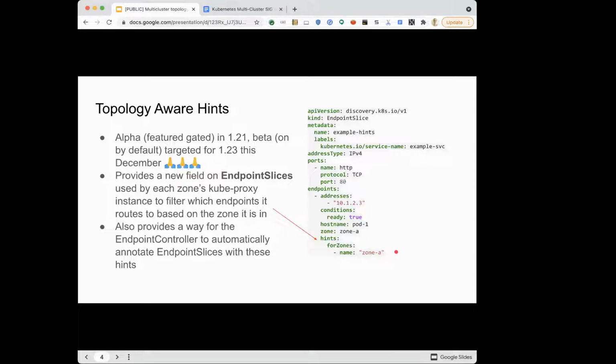So that's kind of the first half. And then the second half of the topology aware hints KEP is that it also provides a way for the endpoint controller to automatically annotate endpoint slices with these hints. So a human or some other tooling wouldn't need to attach this.